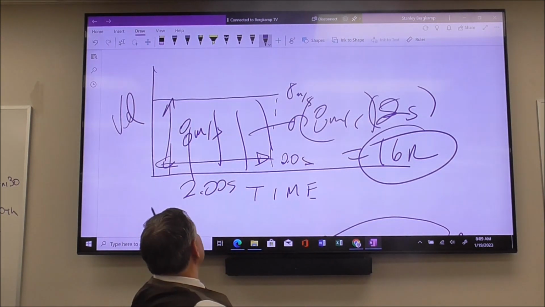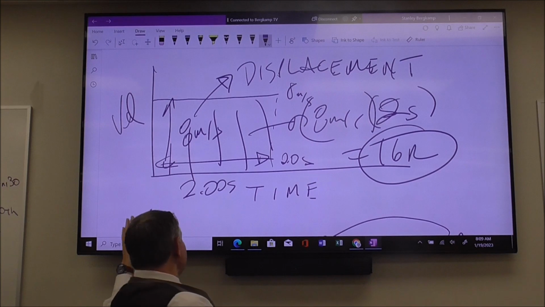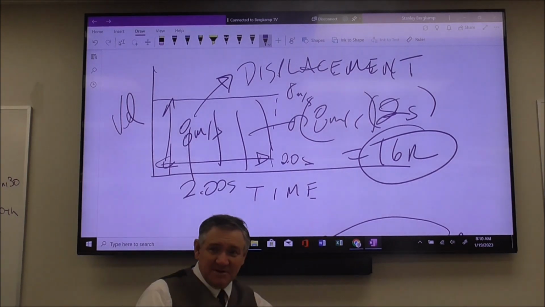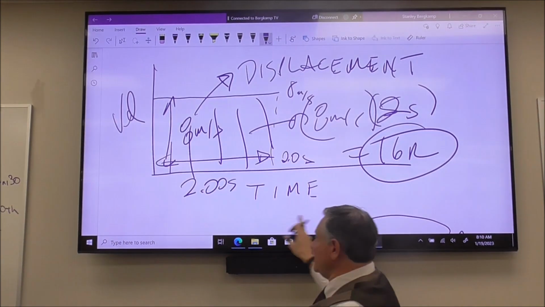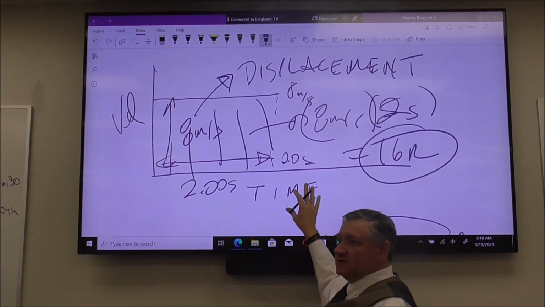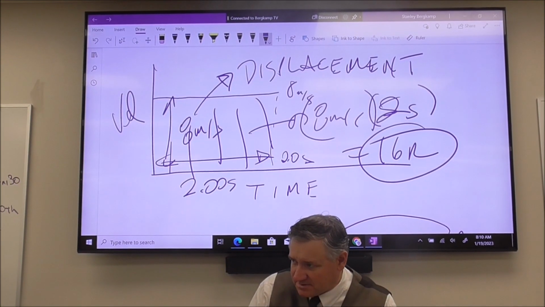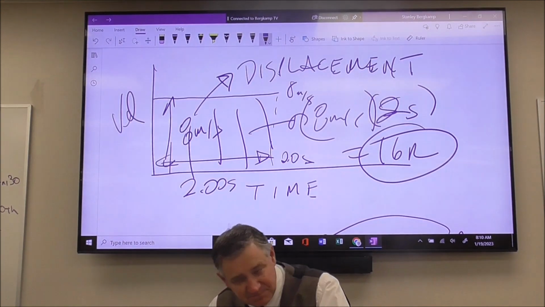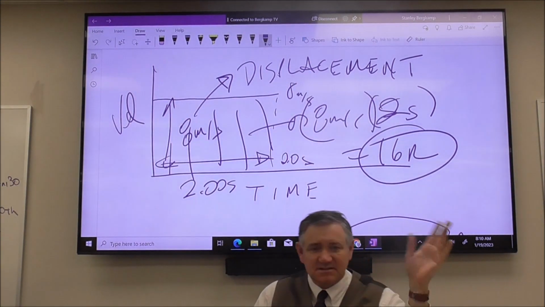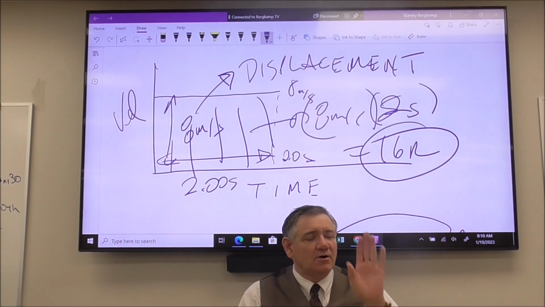Now, here's why we talk about that as displacement. If Connor had been running at negative 8 meters per second, this line would be down here, and I would take negative 8 meters per second times 2 seconds, and I'd get a displacement of negative 16 meters. Okay? That's why we say the area is displacement and not distance, because distance is a scalar quantity. Okay? Got the idea.